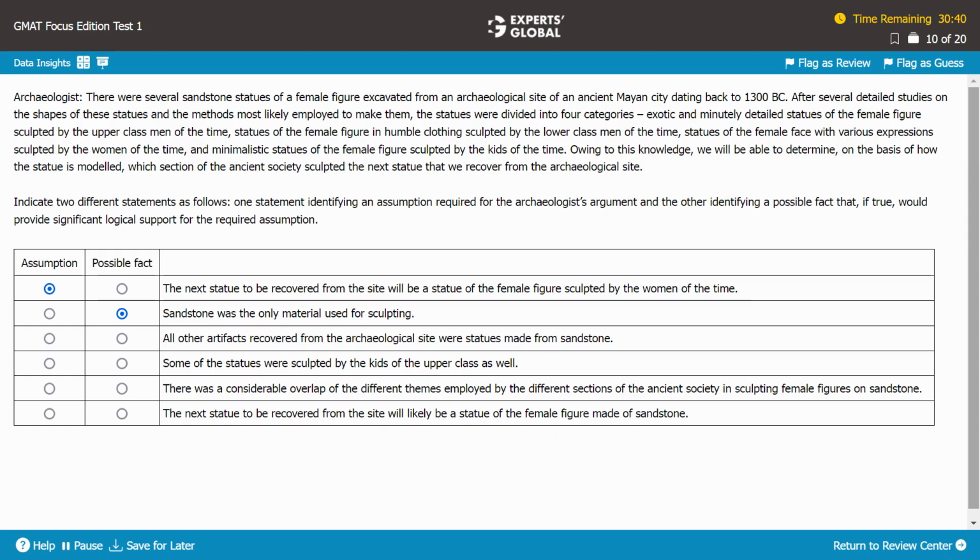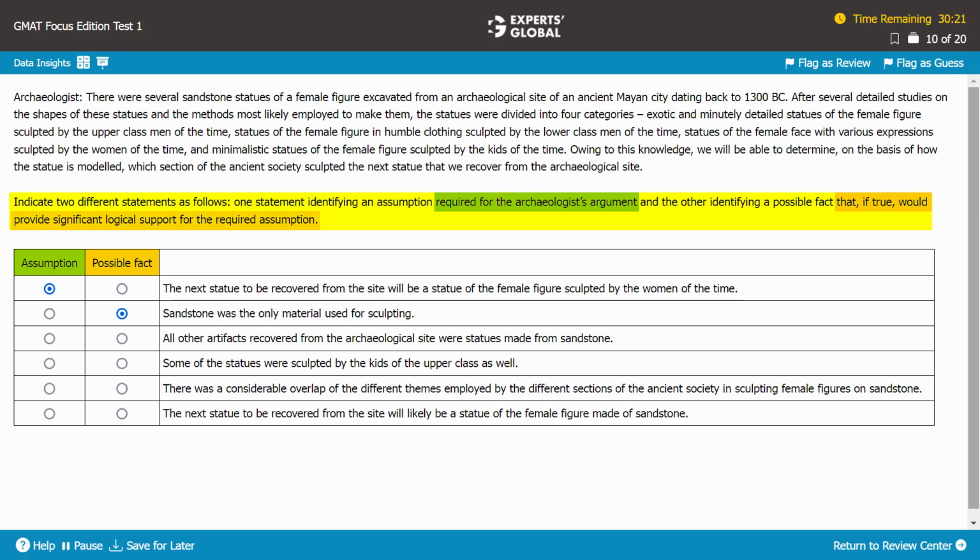For example, if you are solving this question, you need to understand the question properly. On reading the question carefully here, you will find that we need to identify an assumption required for the archaeologist's argument, and for the second column, we need to identify a possible fact that, if true, would provide significant logical support for the assumption under discussion here.